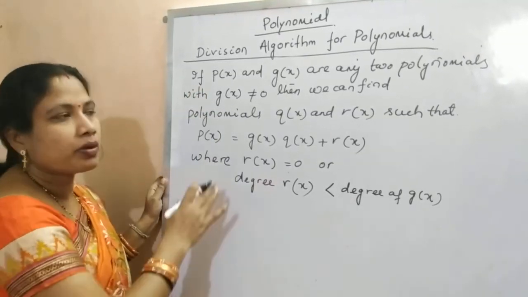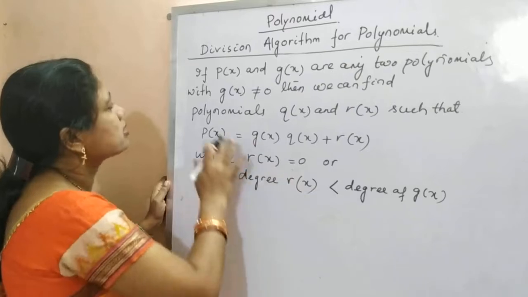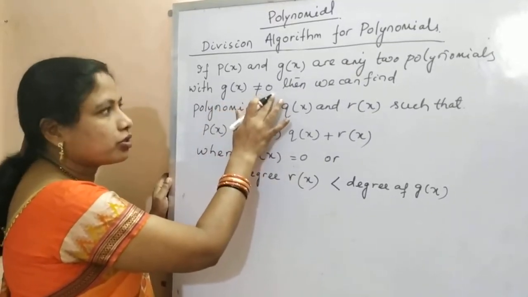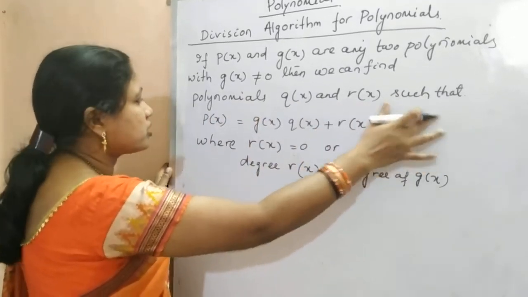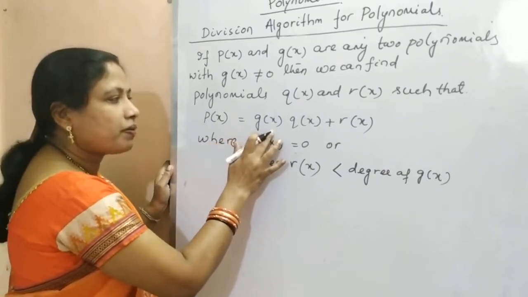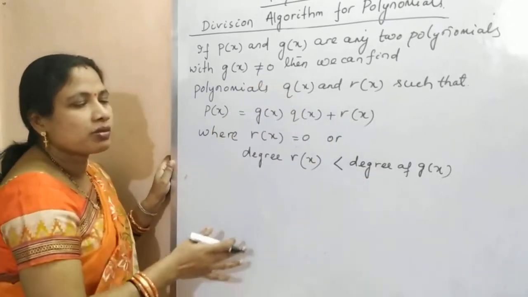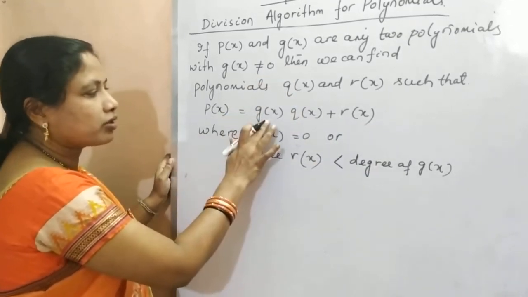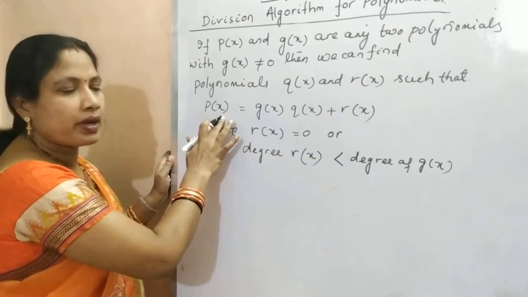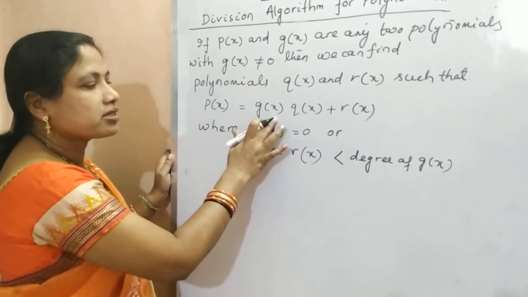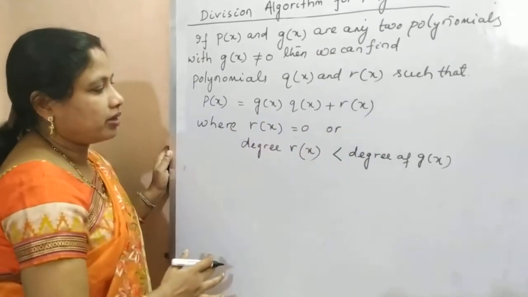Here is the statement of the division algorithm for polynomials. If p of x and g of x are any two polynomials with g of x not equal to 0, then we can find polynomials q of x and r of x such that p of x is equal to g of x multiplied with q of x plus r of x. In our previous examples, we have proved that dividend is equal to divisor multiplied with quotient plus remainder. So here the polynomial p of x is the dividend, g of x is the divisor, q of x is the quotient, and r of x is the remainder.